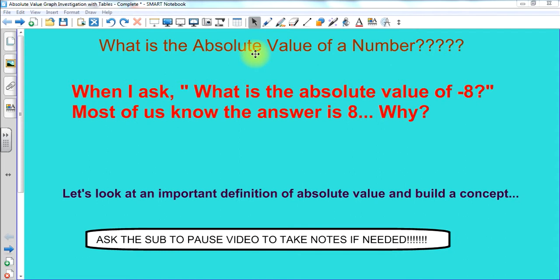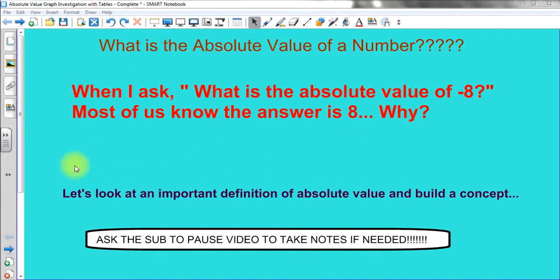This lesson is on absolute value and how to graph it. So the main question here, though, is what is the absolute value of a number? What does that even mean? So when I ask you guys what is the absolute value of -8, you guys know to answer 8, but I wonder why. You've done absolute value problems before. I just don't think that you have connected it to a concept.